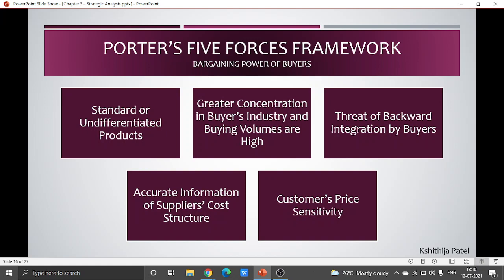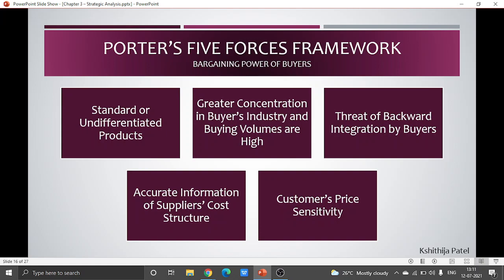So the bargaining power of buyers is increased in circumstances such as, first one, standard or undifferentiated products. That is to say, when there is no differentiation in the supplies of the product and service, the buyers pressurize the suppliers on price rather than features of the products, because they know that they can always find alternative suppliers.